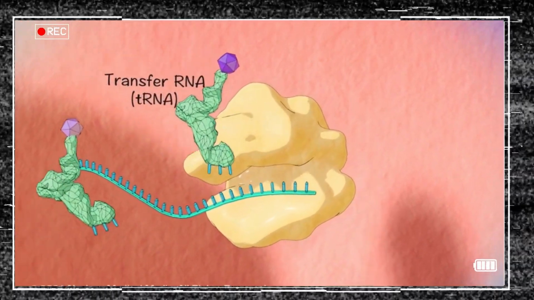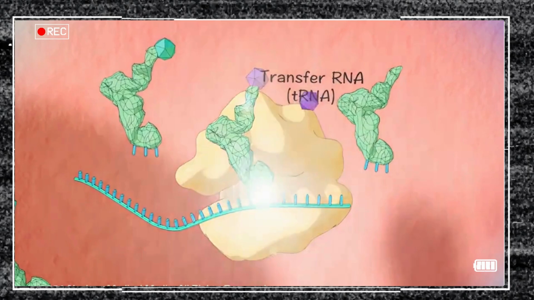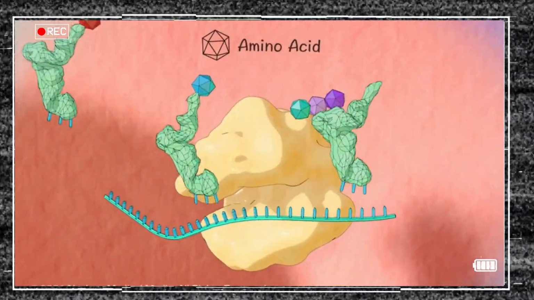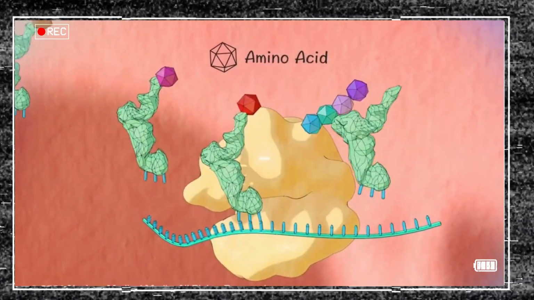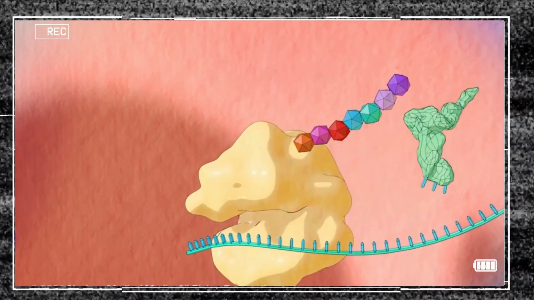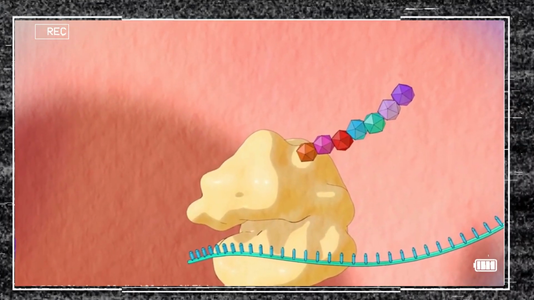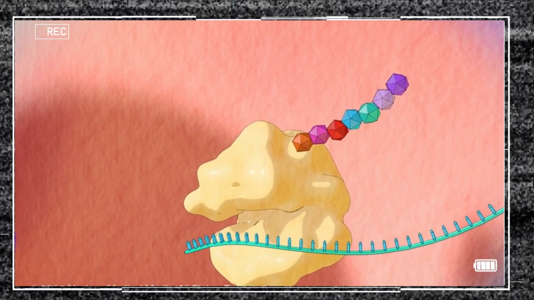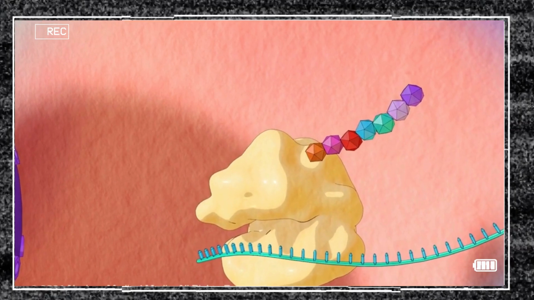Finally, transfer RNA in the cytoplasm brings specific amino acids to the ribosome so that the particular protein encoded by the recipe can be made. We'll cover more detail about the way DNA and RNA make proteins in another video.